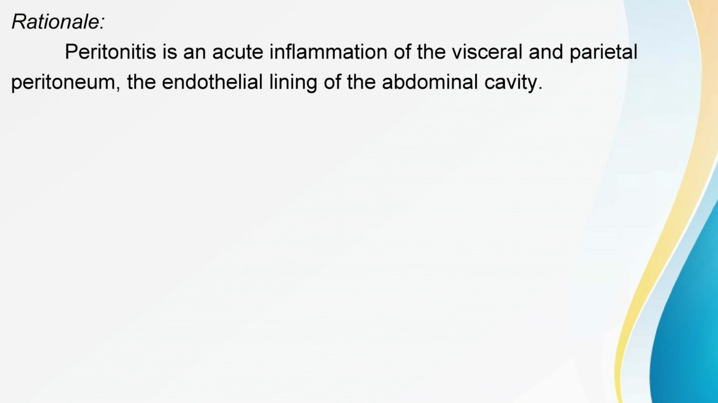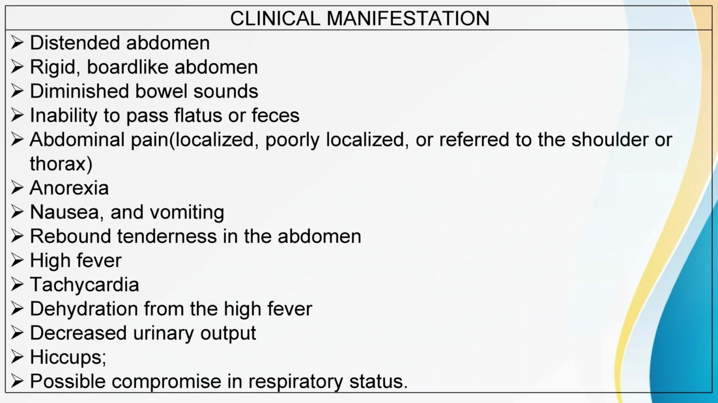Peritonitis is an acute inflammation of the visceral and parietal peritoneum, the endothelial lining of the abdominal cavity. Clinical manifestations are distended abdomen, rigid, board-like abdomen, diminished bowel sounds, inability to pass flatus or feces, abdominal pain, localized, poorly localized, or referred to the shoulder or thorax, anorexia, nausea, and vomiting, rebound tenderness in the abdomen, high fever, tachycardia, dehydration from the high fever, decreased urinary output, hiccups, possible compromise in respiratory status.